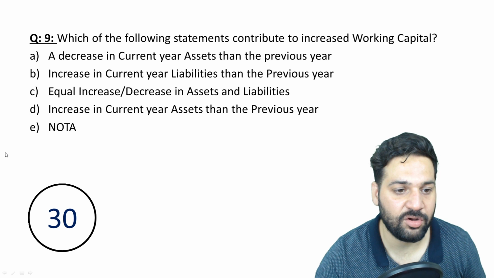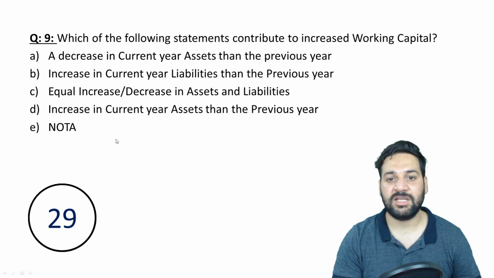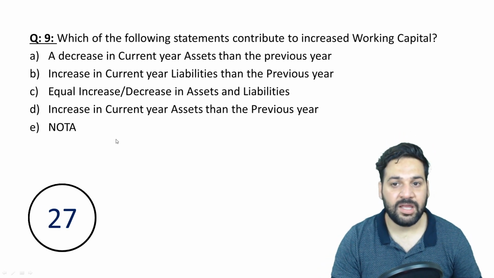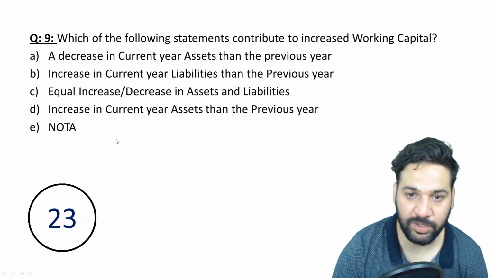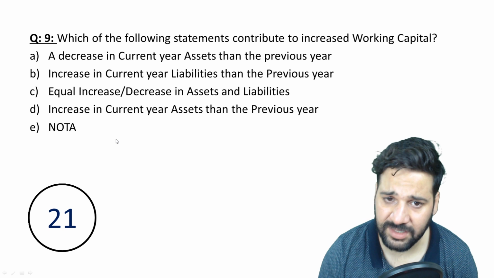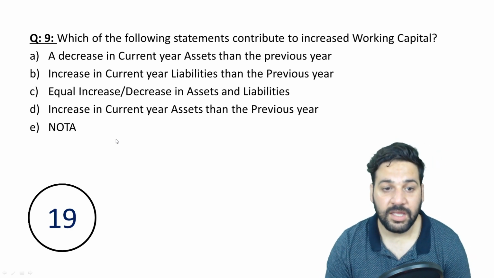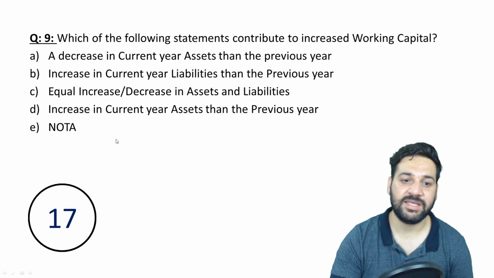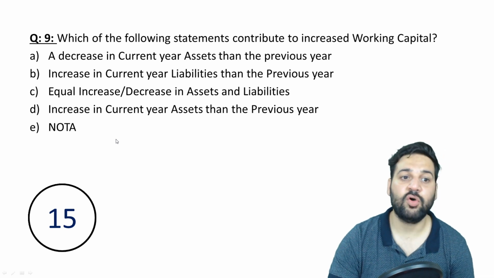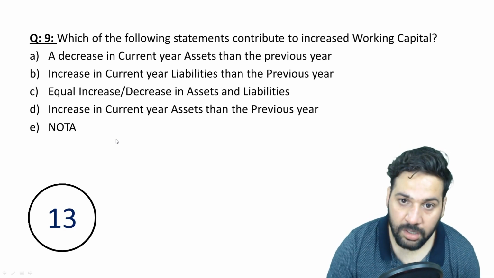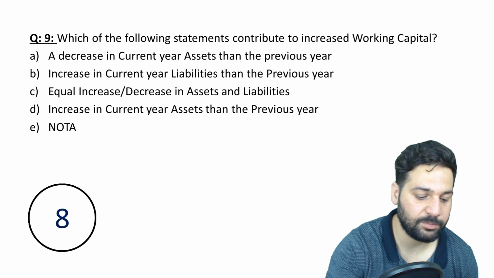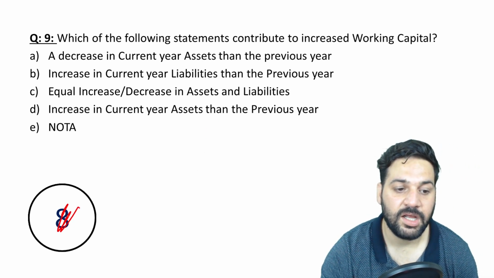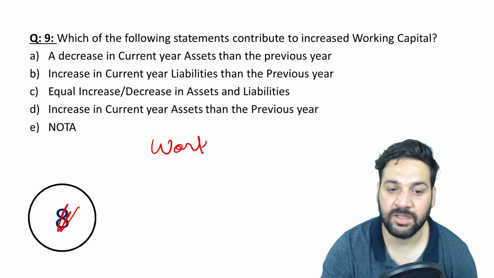Now this question is also very important. Which of the following statements contributes to increased working capital? A decrease in current assets than the previous year, increase in current year liability, equal decrease in assets and liabilities, increase in current assets. So what impact? First of all, you should know, the timing is not important. The working capital formula, what is it?